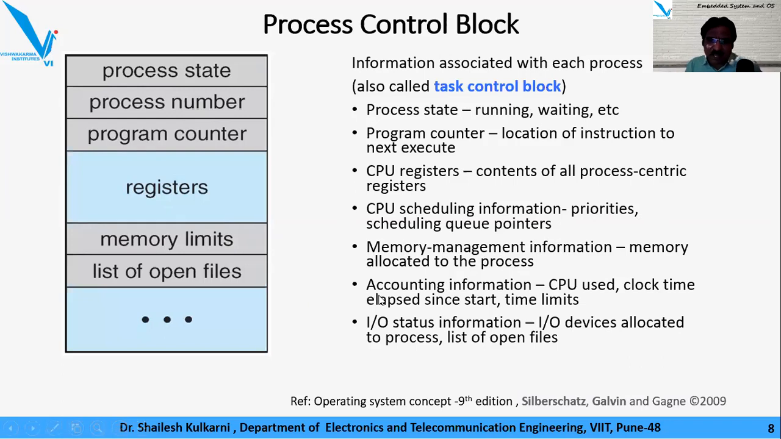executing. Then accounting information: how much percentage of CPU is used by this particular task, what is the clock time when this particular task was started, what is the elapsed time when this particular process is about to be terminated, because there can be start and time limits and all that. And this is what we call accounting or statistical information related to a task.